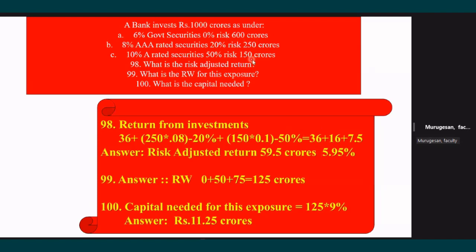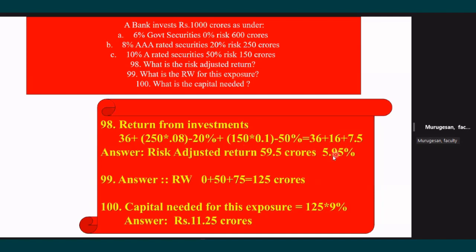Now the third is 150 crore you are investing in a 10% security, but risk is 50%. Though you may get 10, the effective return is 5. So 150 into 5, 7.5 crores only will you get after adjusting the return for risk. So the total return will be 59.5.